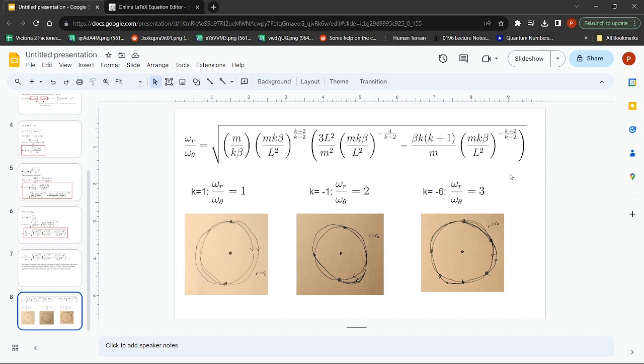This happens when k equals 1, k equals -1, k equals -6. And these are just some examples. There are an infinite number of k's such that the orbit is closed. In this case, when k equals 1, the ratio is 1, which just means that the particle will oscillate one time in one orbit. When k equals -1, the ratio is 2, which means that the particle will oscillate twice in one orbit. And when k equals -6, the ratio is 3, which means that the particle will oscillate 3 times in one orbit. And all the graphs for each orbit are visualized below right here.